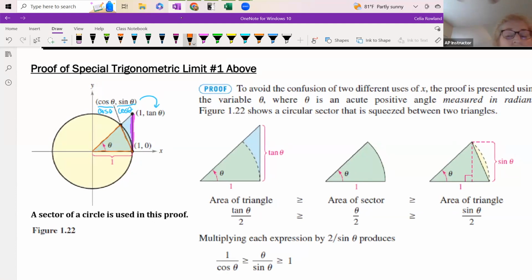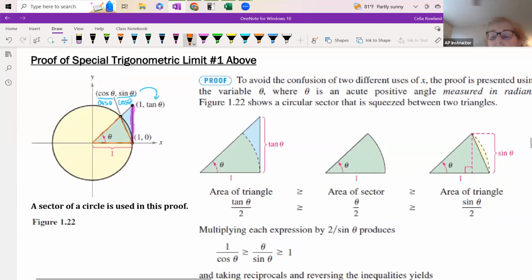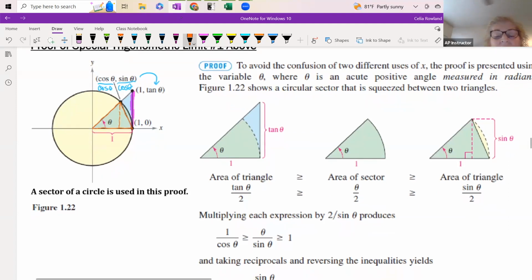This is my smaller triangle, okay? And so this has a height of sine, all right? It still has a base of 1. So the area is sine of theta over 2. And that means the area of the sector, remember sector formulas, okay, is actually theta divided by 2.